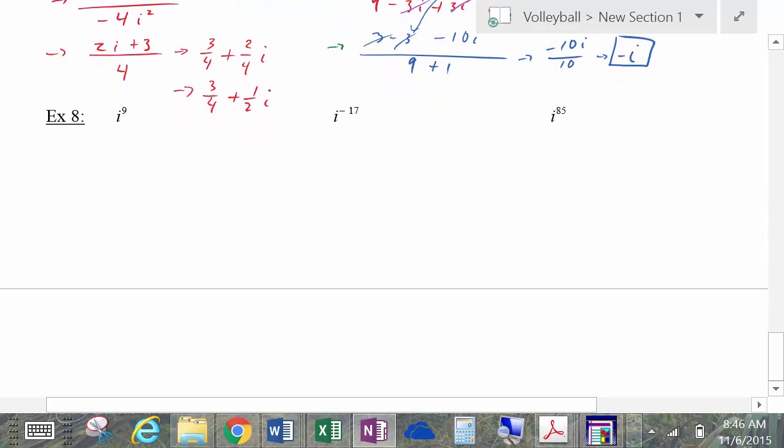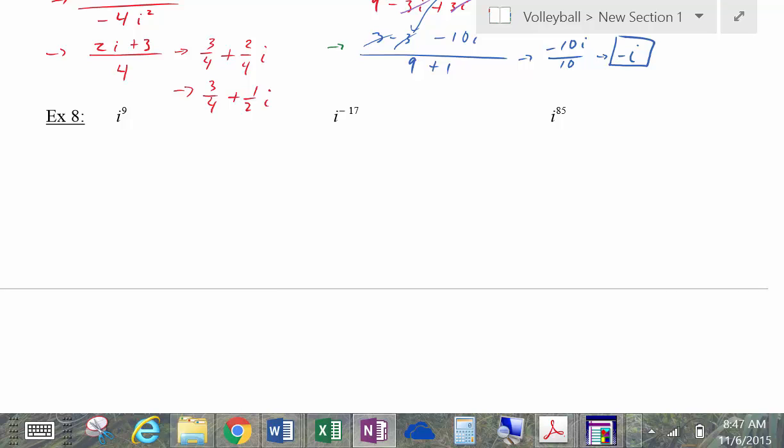All right. Last thing for the lecture. i to the 9th power. So to do all of these ones where you have i to very high powers or to very low powers, you actually have to notice the pattern. It's not actually 1. It's not negative 1. It's not negative i. It's positive i.